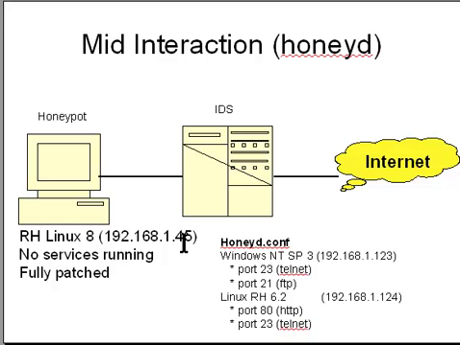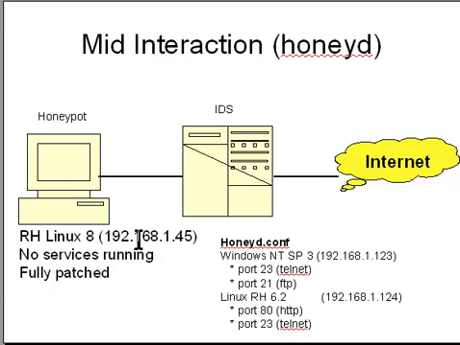But first of all, notice that this IP of the Honeypot is 192.168.1.45. We set the system up so that it appeared that 2 other systems were on this network. One was 192.168.1.123, the other .124. This one appeared to be a Windows NT server running SP3, which at that time was obsolete, and it had port 23 and port 21 open, Telnet and FTP respectively. The Linux Red Hat 6.2 server on .124 appeared to be running as a web server, and also was running Telnet.